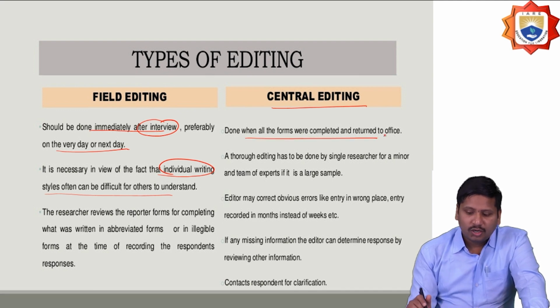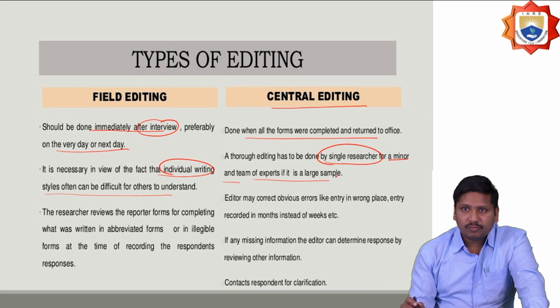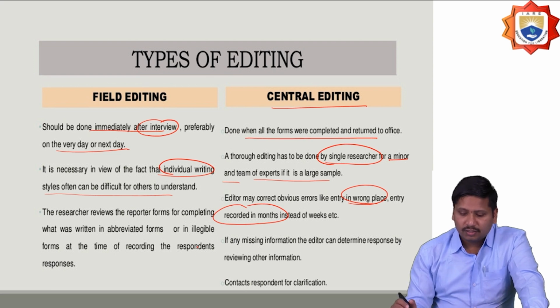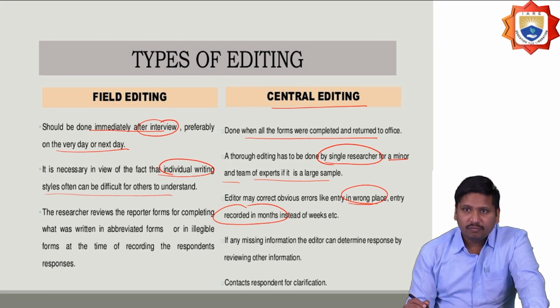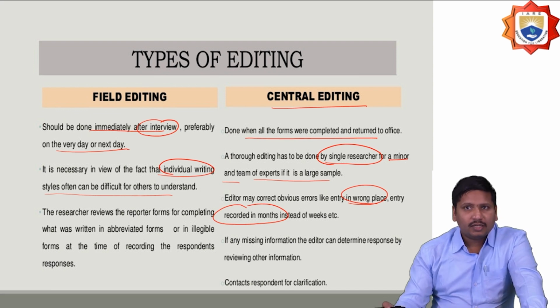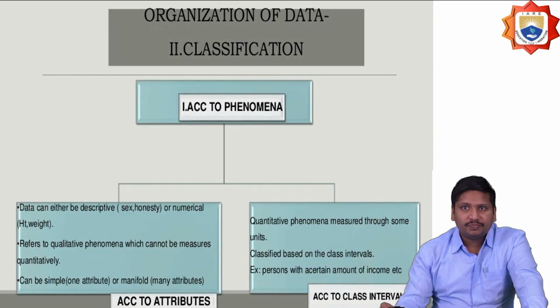And so through thorough editing, the single researcher, then the team experts, is going to decide and show if the sample is going to be launched. The editor may also correct obvious errors like an entry in the wrong place, or an entry recorded in months instead of weeks. If any information is missing, it should be determined by reviewing the other information.